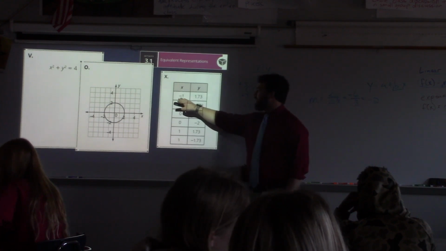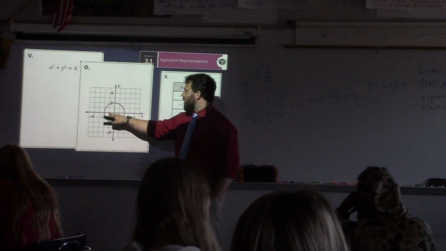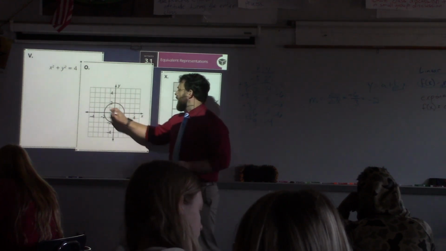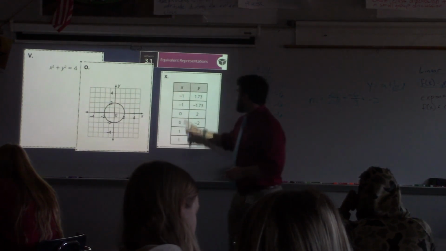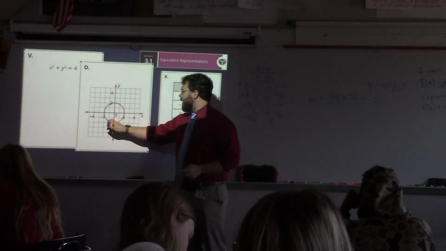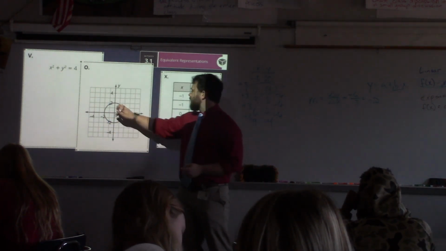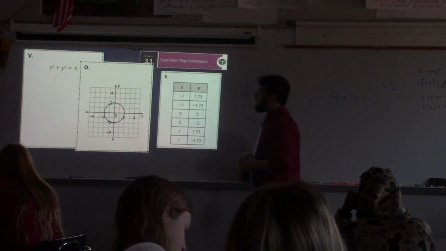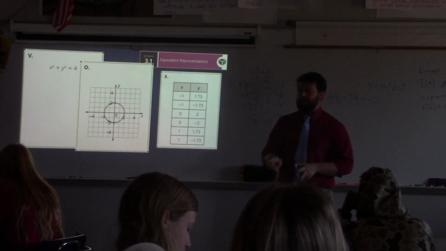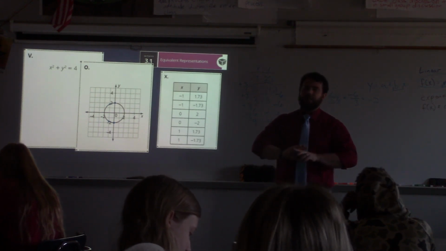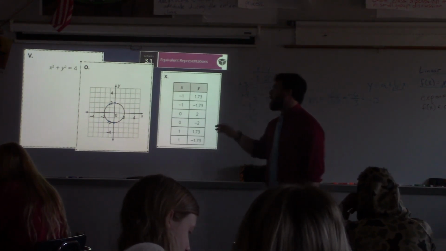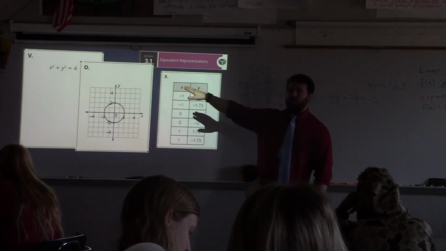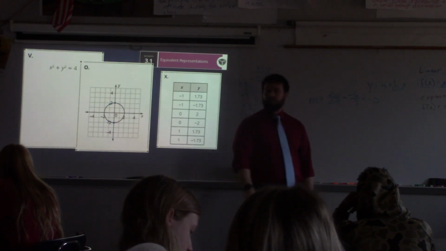For example here, -1, 1.73. That point is right here on the graph. -1, -1.73. Right here on the graph. 0, 2. 0, -2. Okay? And I didn't bring this up because I know we didn't answer number 3. Well, we didn't see number 3 yesterday, and that's what I'm going to talk about. How could I show that these points go with that equation for V?